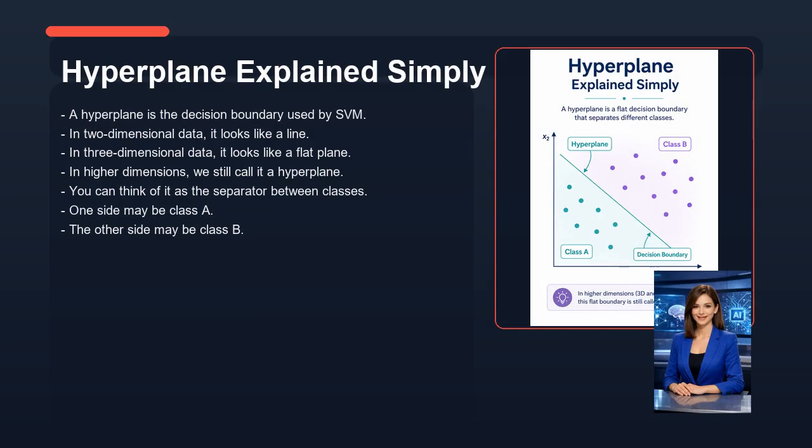Now let's look at the hyperplane explained simply. A hyperplane is the decision boundary used by SVM. In two-dimensional data, it looks like a line. In three-dimensional data, it looks like a flat plane. In higher dimensions, we still call it a hyperplane. You can think of it as the separator between classes. One side may be Class A. The other side may be Class B.